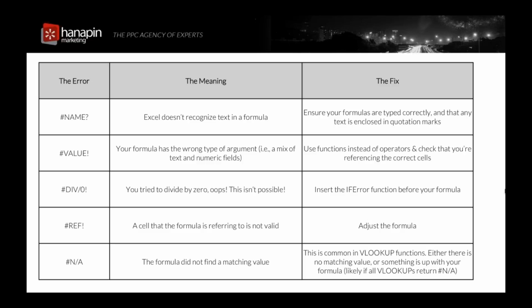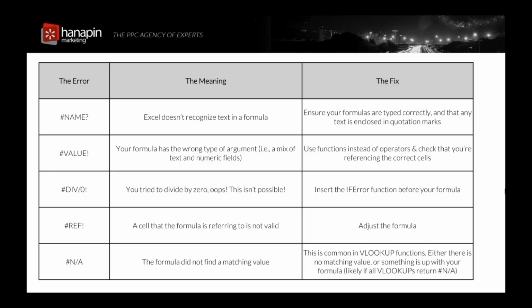And moving along, the value error is when you've put the wrong type of argument into your formula. So for example, if you're using a formula that needs to reference numbers and you've accidentally included a cell that has text in it, you'll get this value error.